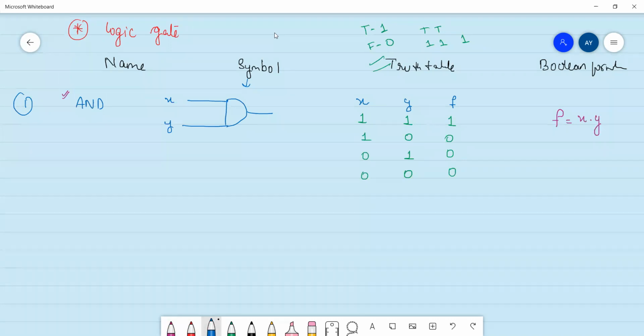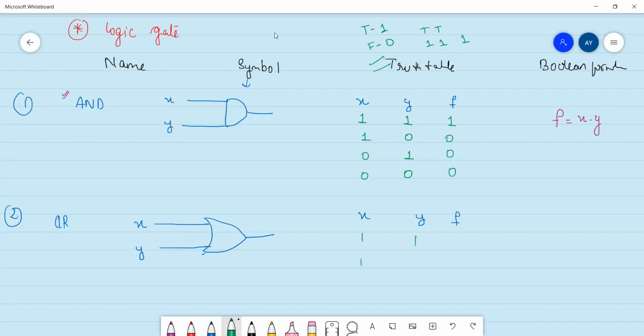Now coming to the second logic gate, that will be OR. So same thing, even this will be having two inputs, X, Y, and as it is an OR gate, this will be like this. Okay, so coming to the truth table, what is the condition of the truth table? First we'll just write this: 1, 1, 1, 0, 0, 1, 0 and 0.